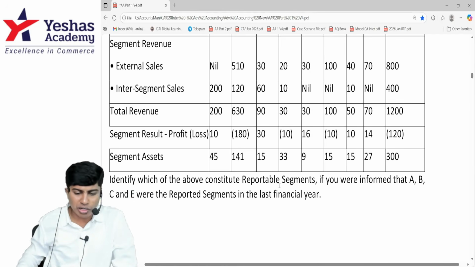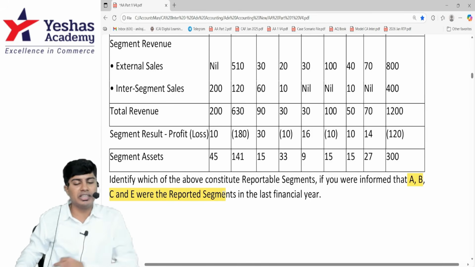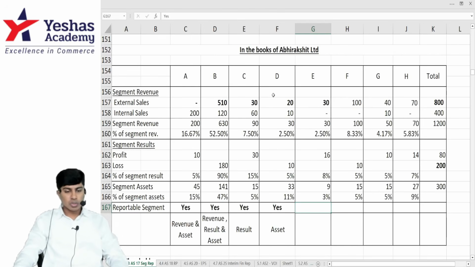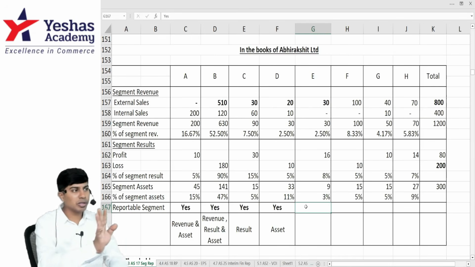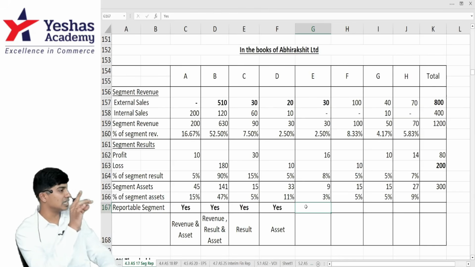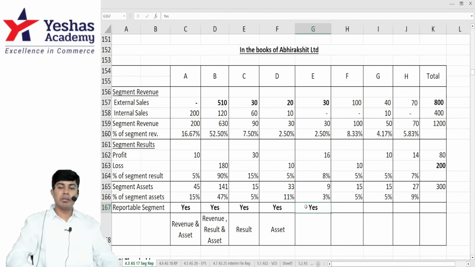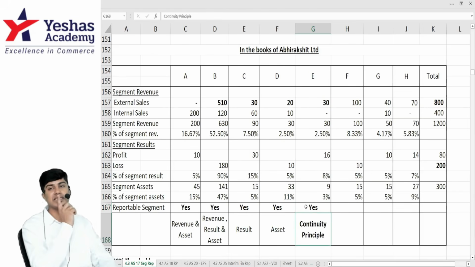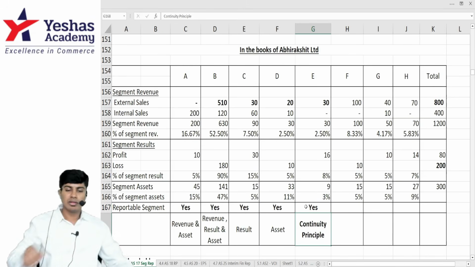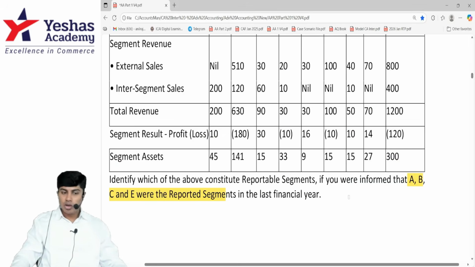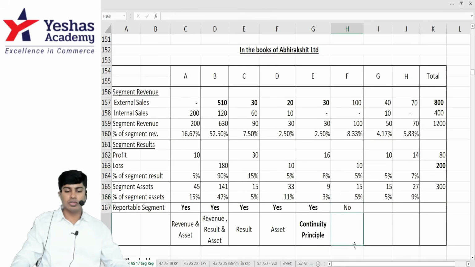Identify which of them are reportable segments. If you are informed that A, B, C, and E were reported in the last financial year, then E is actually not reportable in the current year based on turnover, result, and asset, but it will now become reportable based on the continuity principle. F: 8, no. 5, no. 5, no. Was it reportable last year? No. So it is not reportable now also.